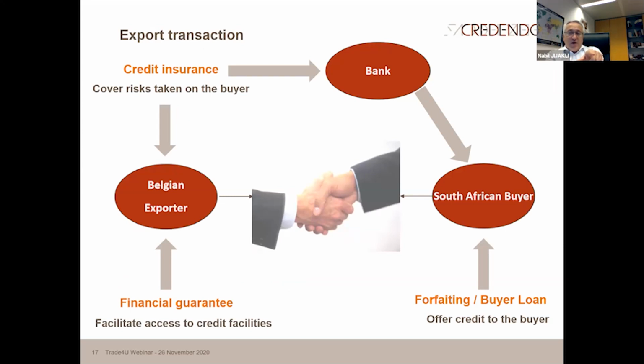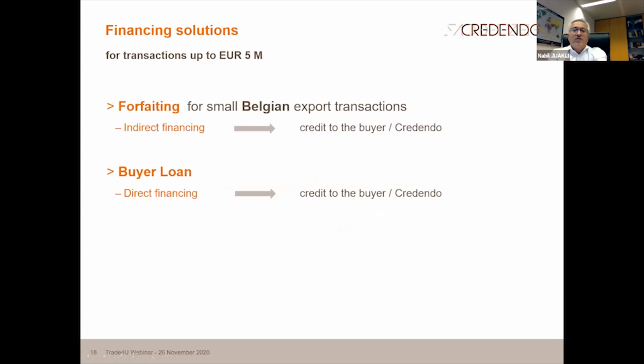Our insured might need to have financing from a bank. In that case, we are also covering the bank, which provides the credit to the South African buyer. This credit can be for a very long term, 10 years, 12 years. What we can also do is provide a financial guarantee to facilitate access to credit to the Belgian companies, so that with this guarantee, the bank will easily finance the export. If you go to the next slide, I won't insist on that because it's less relevant for this case. Our direct funding is of less importance in terms of public tender.